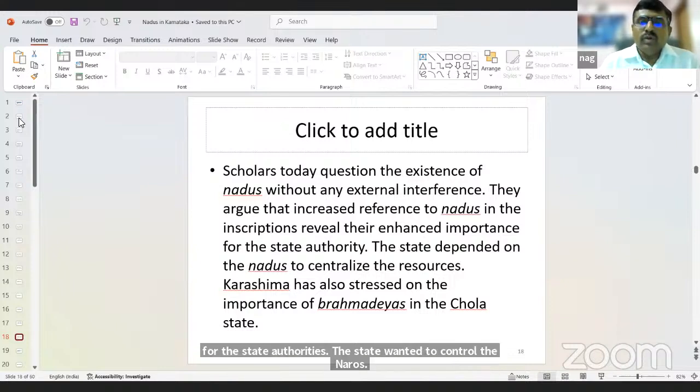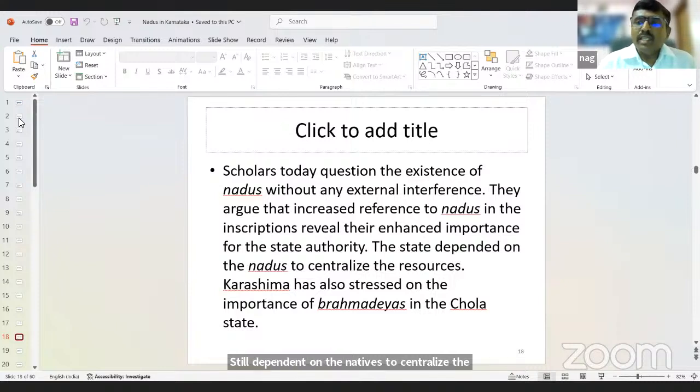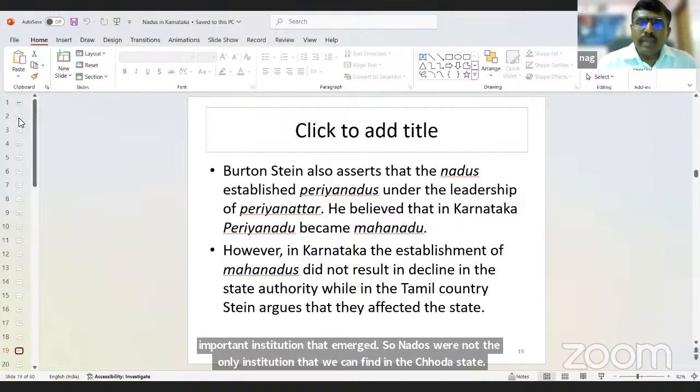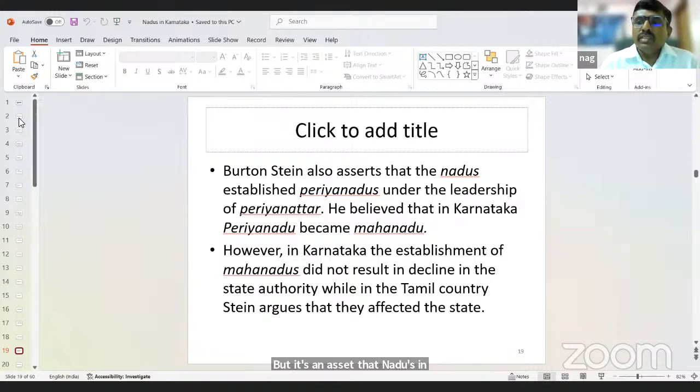Karashima also mentions Brahmadeyas in the Chola state. So we find Brahmadeyas as another important institution that emerged. So Nadus were not the only institution that we can find in the Chola state. Butterstein asserts that Nadus established Periyanadus, under the leadership of Periyanattar. He says there are Periyanadus because the Nadus wanted to assert their domination by creating Periyanadus, which are the assimilation of various Nadus.